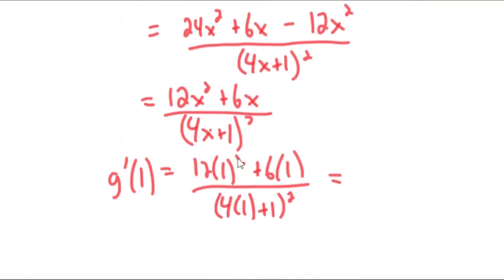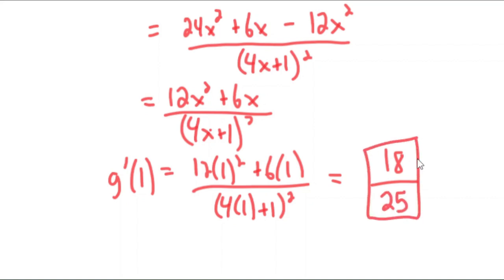Okay, so 1 squared is just 1. So 12 times 1 is 12, and this is 6. So we really have 12 plus 6, which is 18 in the numerator. And the denominator, 4 times 1 is 4, plus 1 is 5. 5 squared is 25. So we have 18 over 25. Okay, now 18 over 25 is actually a decimal. I believe it's 0.72. But it's 18 over 25.